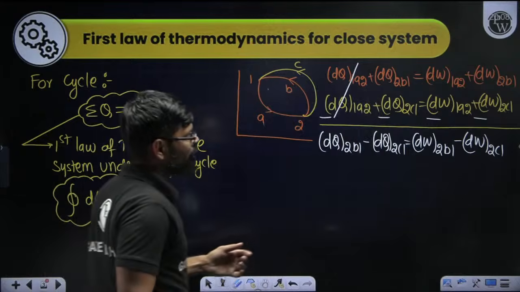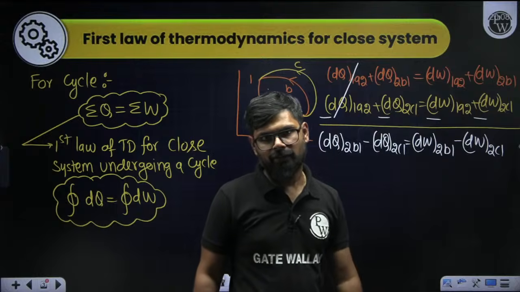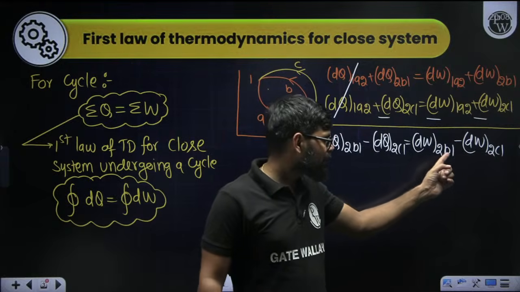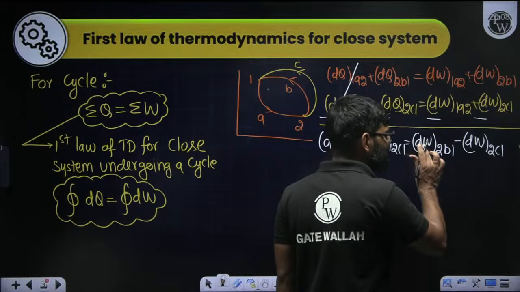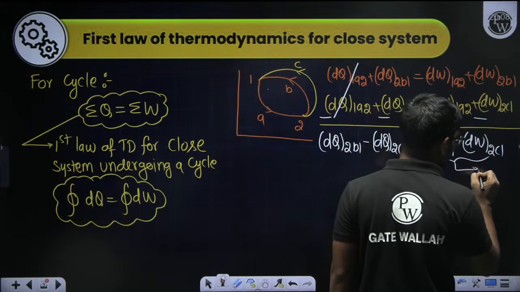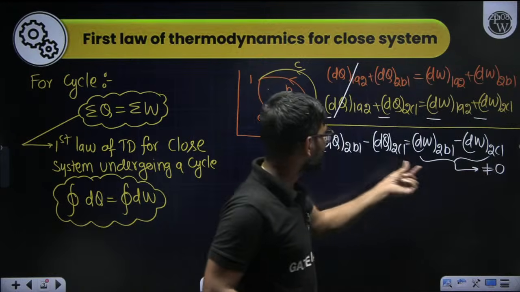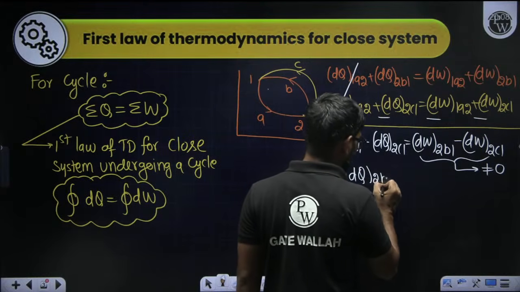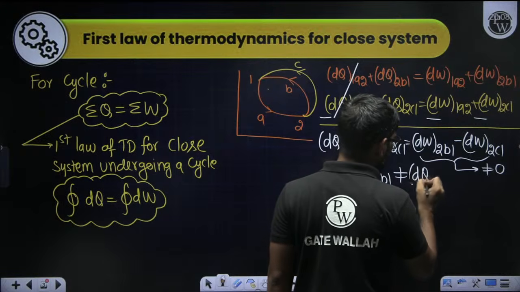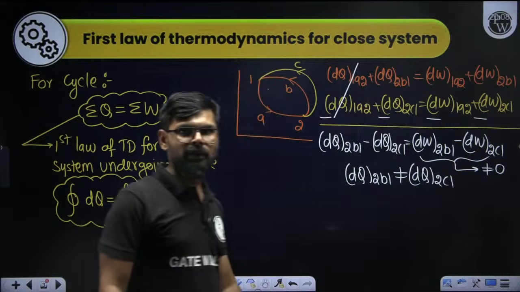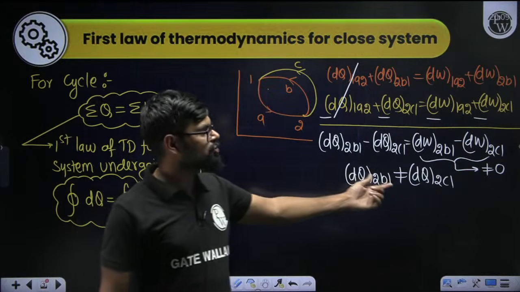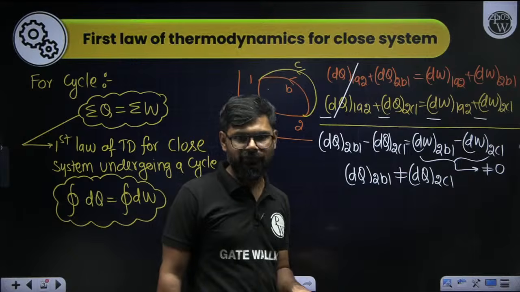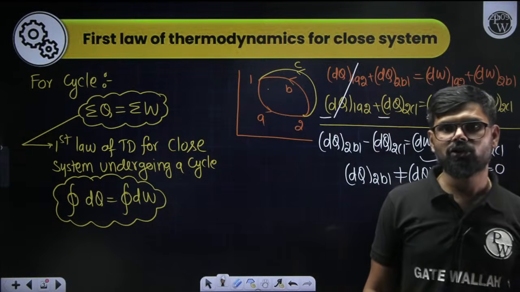It simply means that this work and this work are going to be different because it depends upon the process. Here the process is B, here the process is C, which means this value and this value will be different, so this value will never be equal to 0. If this value is not equal to 0, this is also not equal to 0. So from here you will get dQ2B1 is not equal to dQ2C1. Clear? This point is clear, right? So dQ2B1 is not equal to dQ2C1. That means heat transfer is also a path function. The very important point is that heat transfer is also a path function.